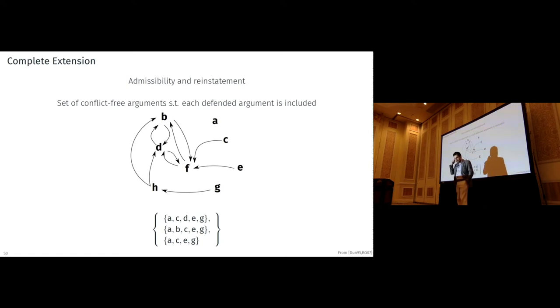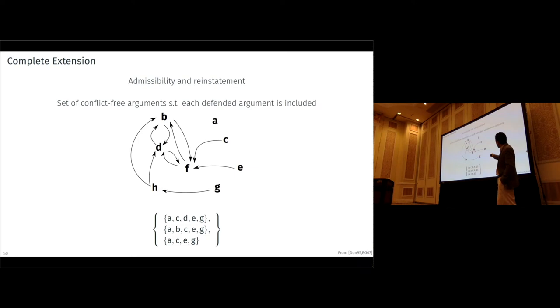So a little example here. This is an argumentation framework. We have A, an argument that receives no attacks and attacks nothing. Then we have C, E, and G, which are arguments that receive no attacks, but they are attacking somebody else. And then we have G attacking H, H attacking D and B. And then here we have a strange configuration where B and D are mutually conflicting, D and F are mutually conflicting, and F and B are mutually conflicting.